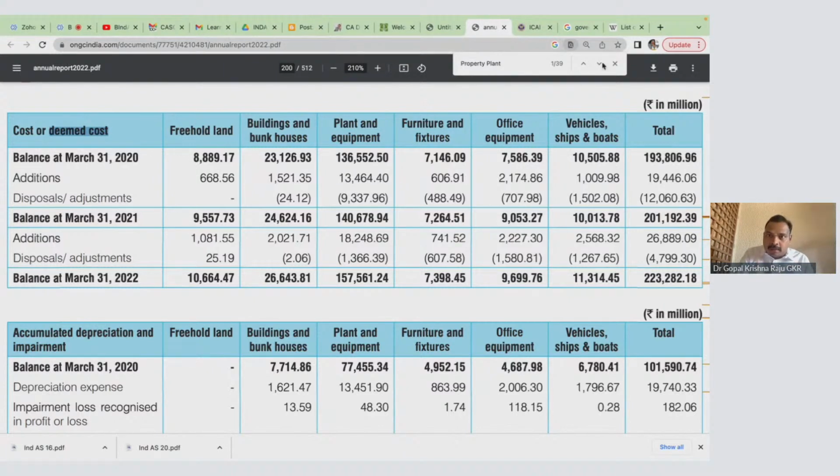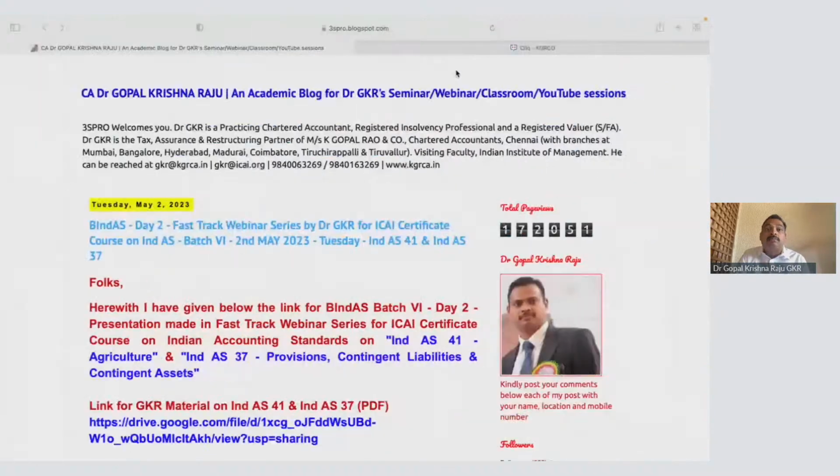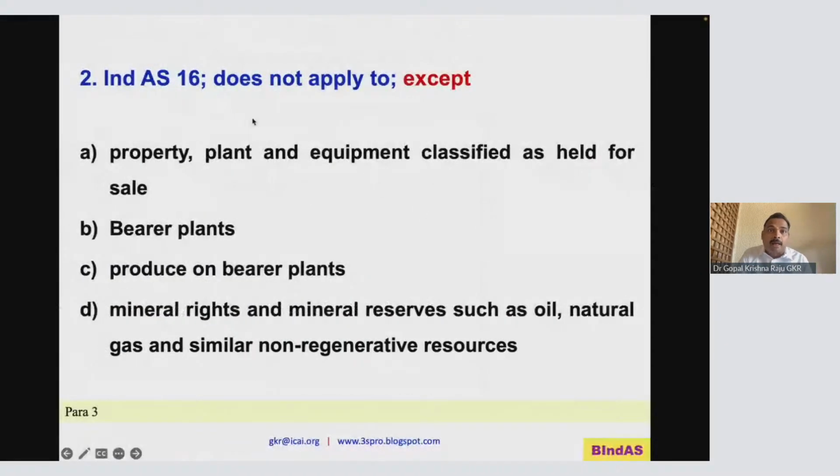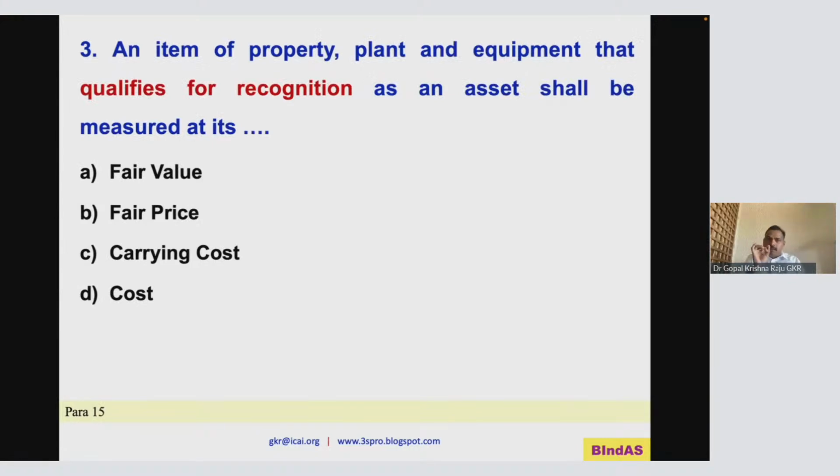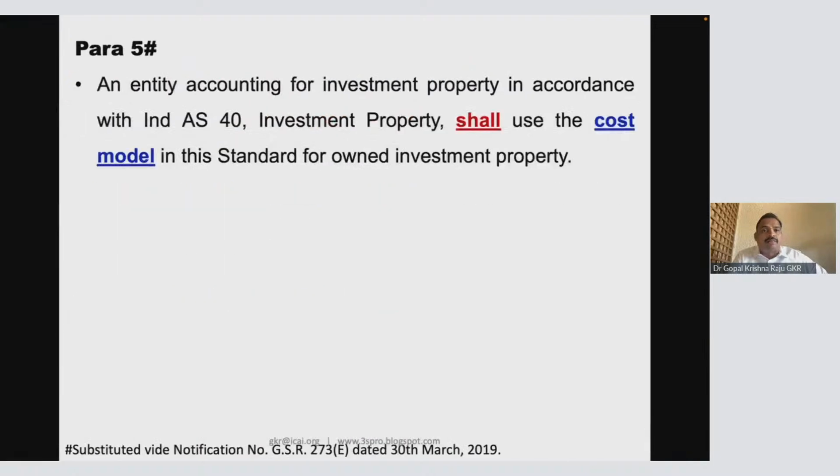Quite an interesting subject is this IndAS 16. So IndAS 16 does not apply except bearer plant. That means IndAS 16 is applicable to bearer plant. So 2B. This is a very, very, very important line. I'll just take you to para 15.